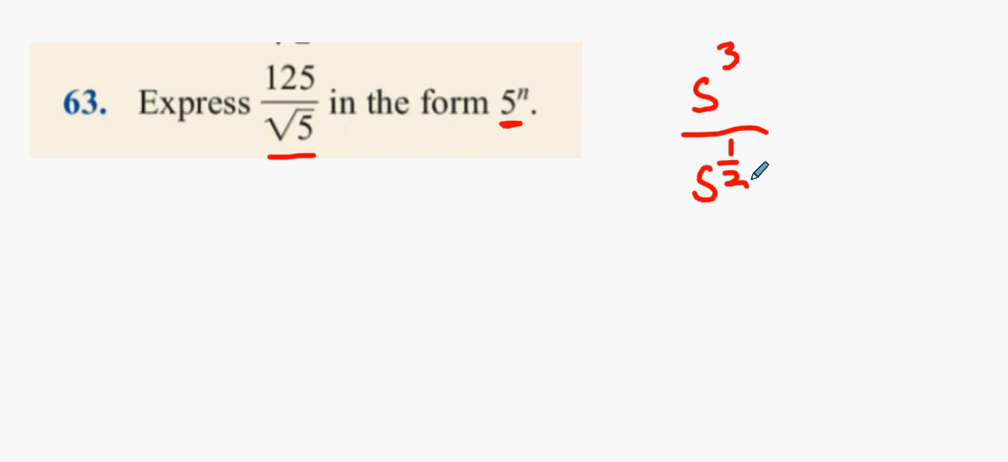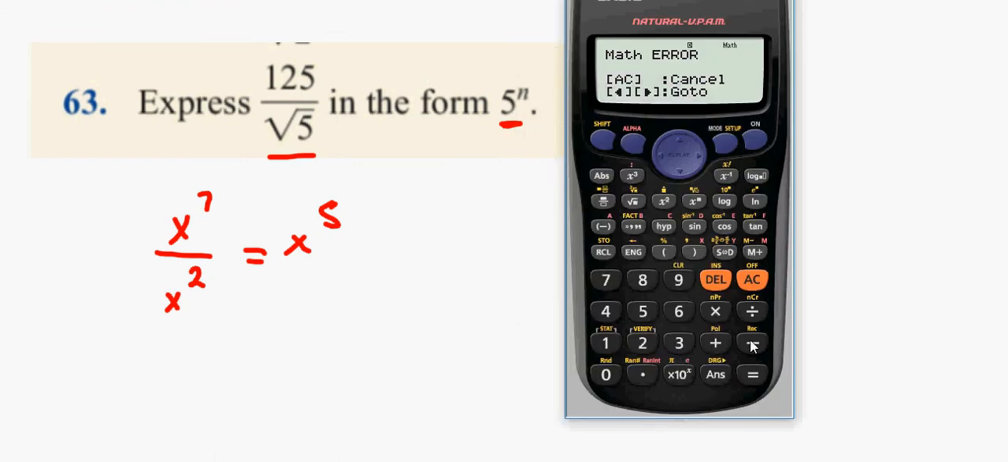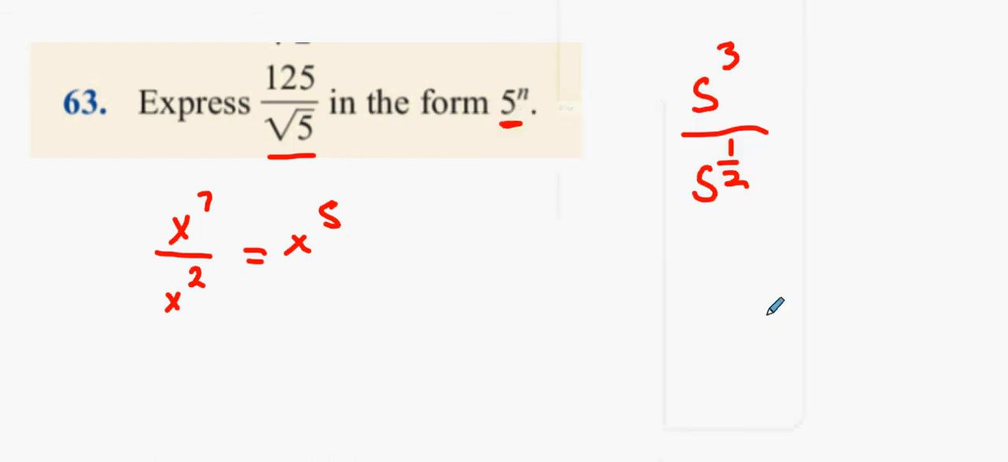Finally, when you have a number on the top and a number on the bottom, what do you do with them? Yes, sir. You subtract them. In the same way, if I had x7 over x2, you tell me the answer is x5. Because you get the top power and you take away the bottom power. So what we're going to be asking you to do is 3 take away a half. And once again, if you're good with fractions, great. If you're not good with fractions, use your calculator. 5 over 2. The answer to this question is 5 to the power of 5 over 2.